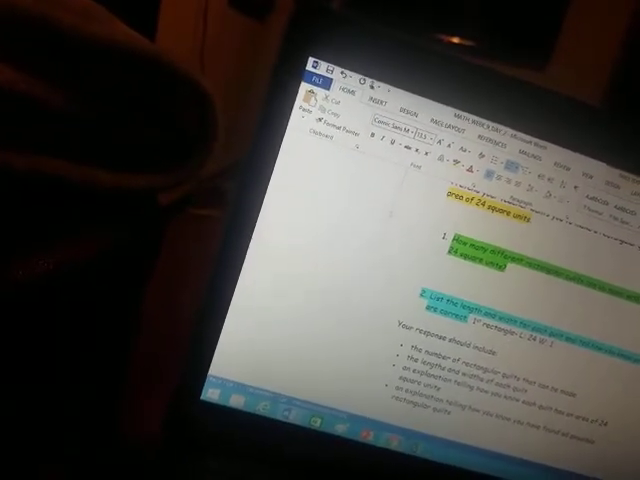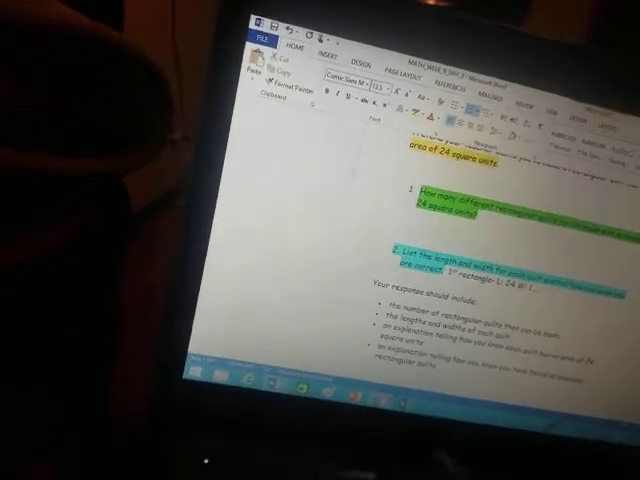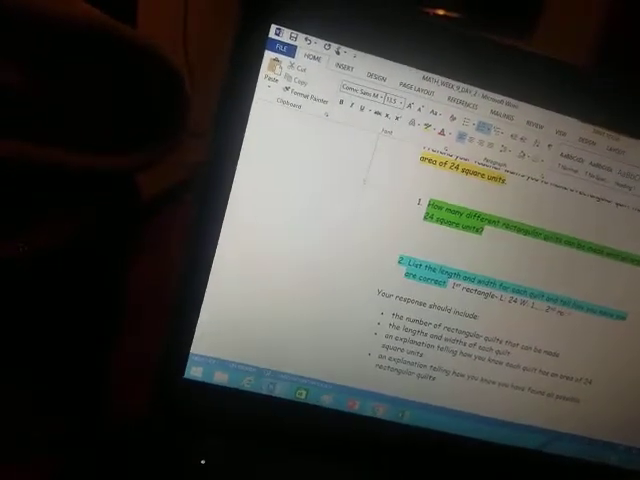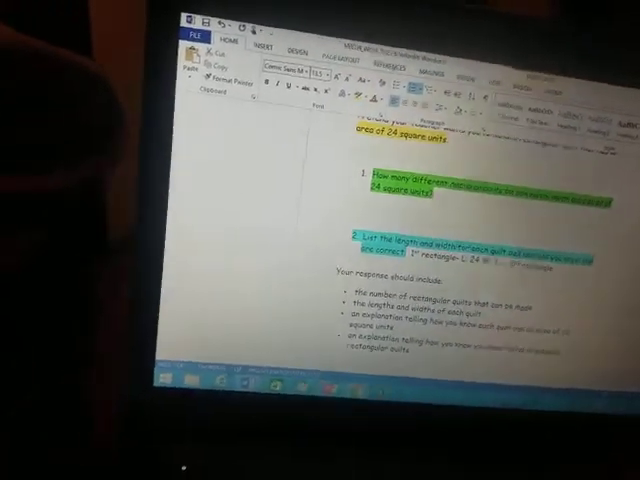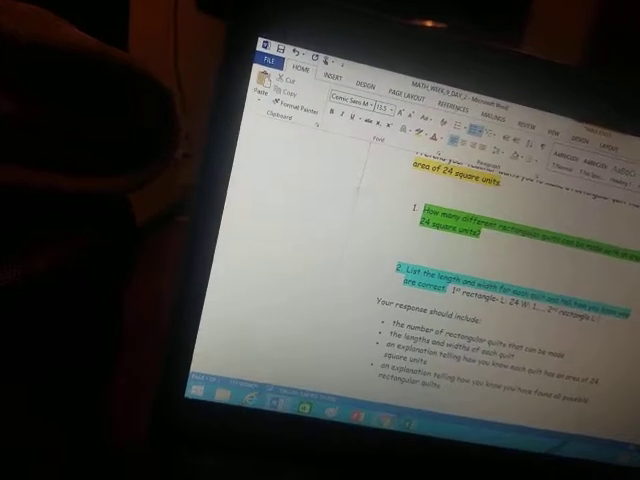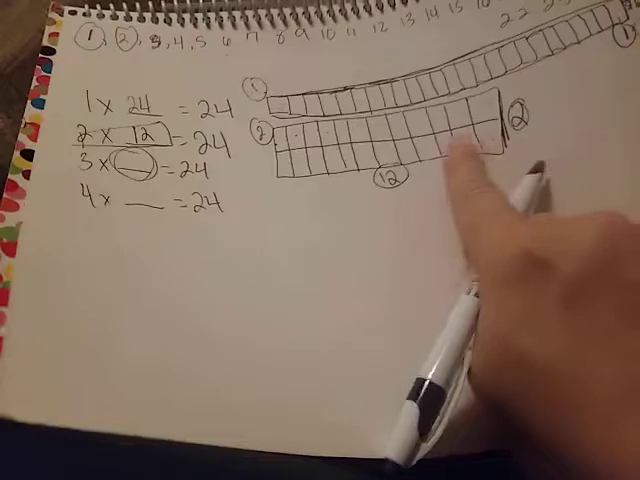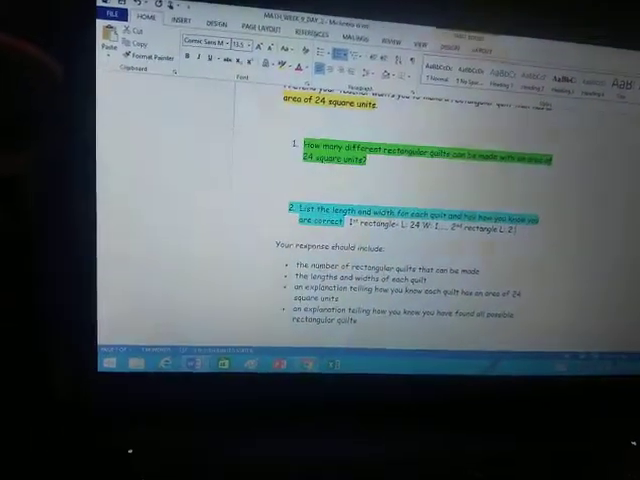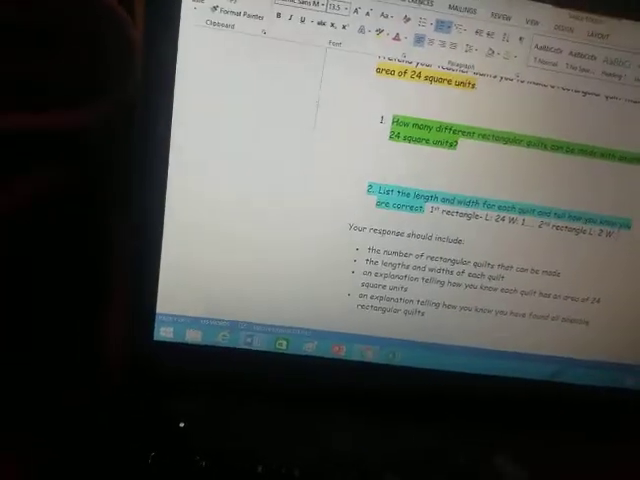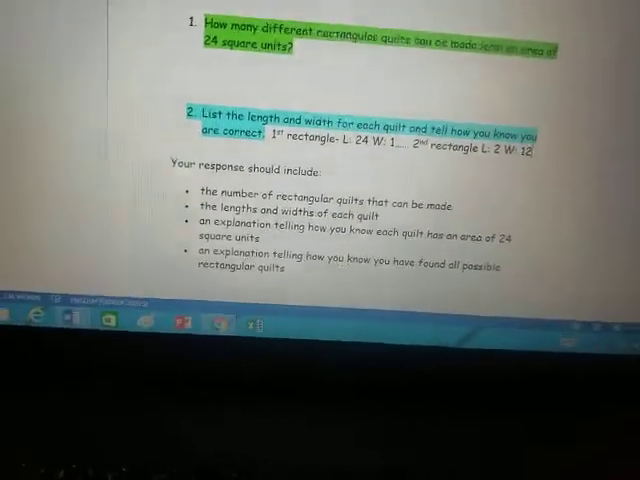Then for your second rectangle, we said the length, long ways, was 12. The length, sorry, long ways is 2. And then the width was 12. And then go on to your third rectangle.